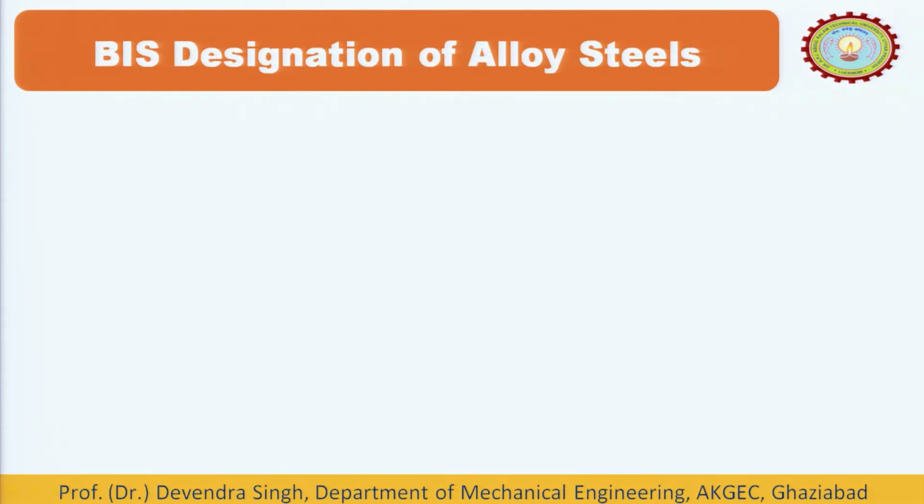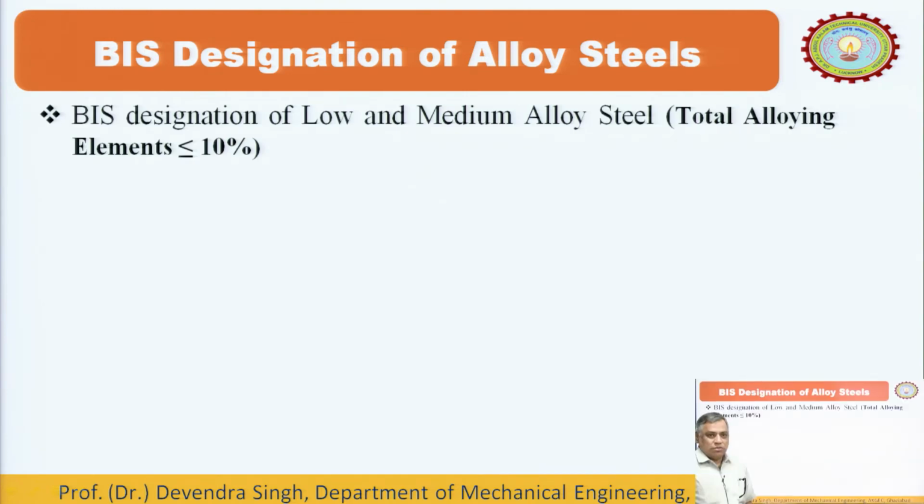So now we come to the alloy steel. First of all, BIS designation of low and medium alloy steel. So, low and medium alloy steel where the total sum of the alloying elements must be from 5 to 10%. It should not be more than 10%. So, if compositions are given, we should first calculate the total sum of the alloying elements, then we should designate whether this is low or medium alloy steel. For both low and medium alloy steel, steps are the same to designate according to BIS.